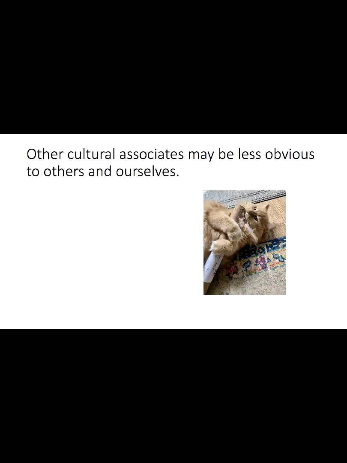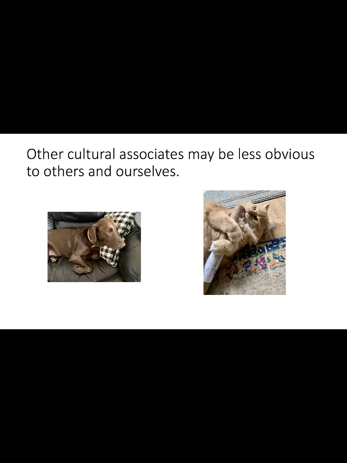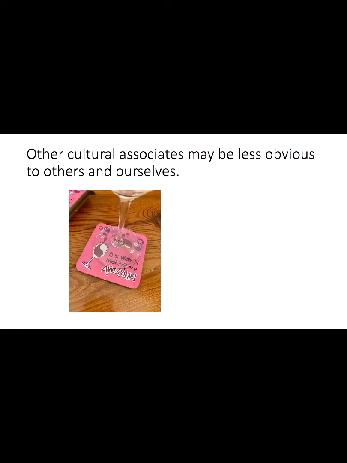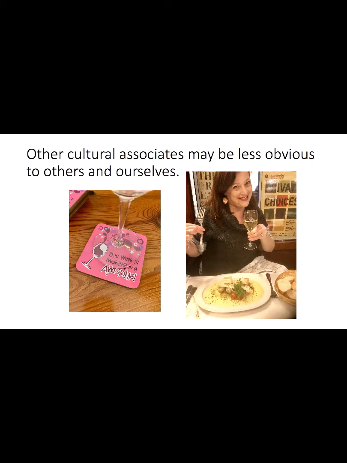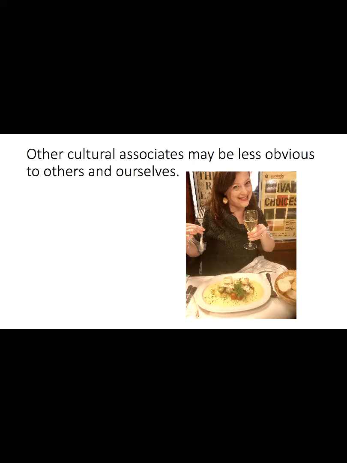But what about the social groups I'm a part of that are less obvious? After talking to me for a while, I might share with you that I have 2 cats and 2 dogs. Some people might call this a pet mom. That's a cultural group for which I'm associated. I also love wine and trying new foods. There are cultural associations for foodies like me.